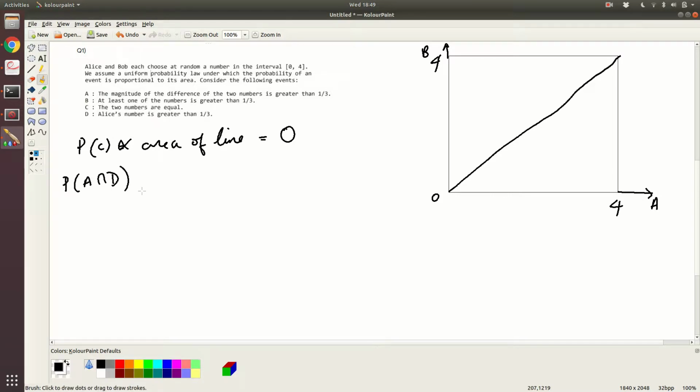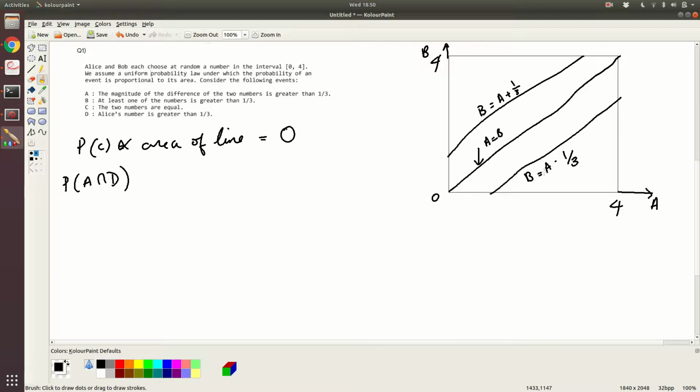Okay, so let's look at P of A first. So the magnitude of the difference between the two numbers is greater than 1/3. So essentially what we are saying is the two numbers that we are having should not lie in this. Why is that? Let's try to understand. So this line is equal to Alice is equal to Bob. Okay, and this line here is saying Bob is equal to Alice plus 1/3. Okay, this line is Bob is equal to Alice minus 1/3.